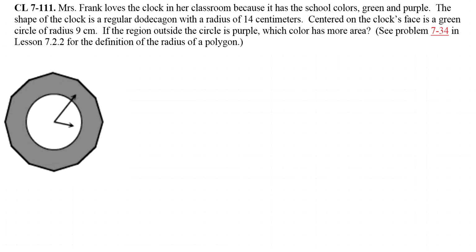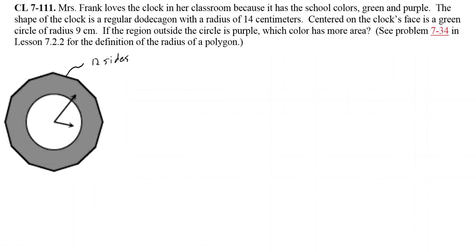Alright, 7.11, or 7.1.11. Mrs. Frank loves the clock in her classroom because it has school colors, green and purple. The shape of the clock is a regular dodecagon. So remember, a regular dodecagon has 12 sides. So this has 12 sides.